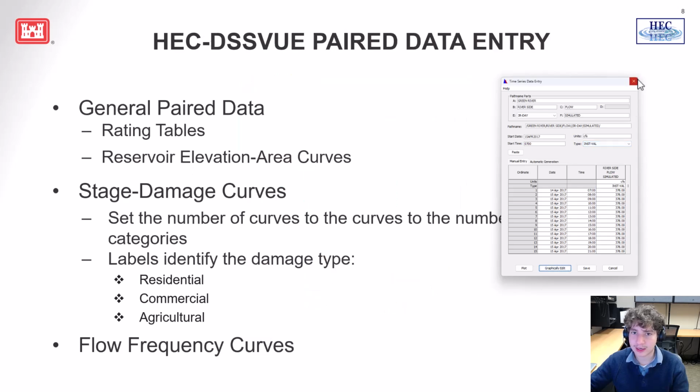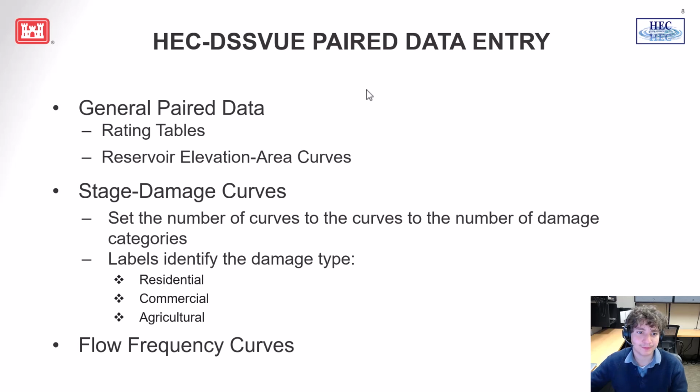So now let's look at our paired data entry. So here are some examples of the type of things that you can use with paired data. The first are the general uses, which is going to be for rating tables and the reservoir elevation area curves. But you can also use this paired data to represent stage damage curves. You can do this by setting each one of the curves to a different damage category. So within our example, we're going to be using categories like residential, commercial, and agricultural. And finally, you can also represent flow frequency curves as paired data.